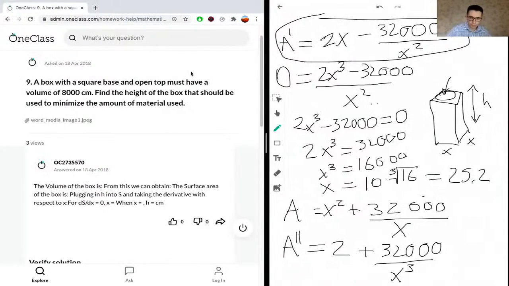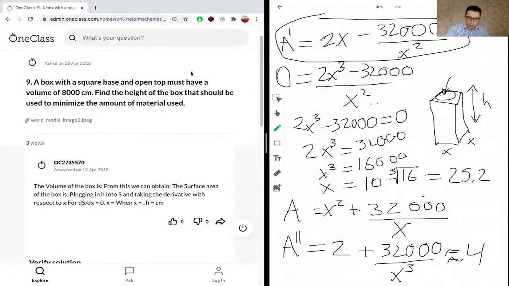So the first term is straightforward. The second term, you have negative 1 over x squared. So negative 1 over x squared, the derivative of that would be 1 over x cubed. And then you have just the 32,000 on top. So if we substitute 25.2 into the x here, we can plug this into our calculator. So we have 2 plus 32,000 divided by 25.2 to the power of 3. We'll get approximately 4.